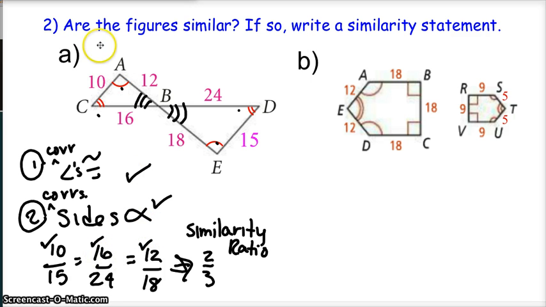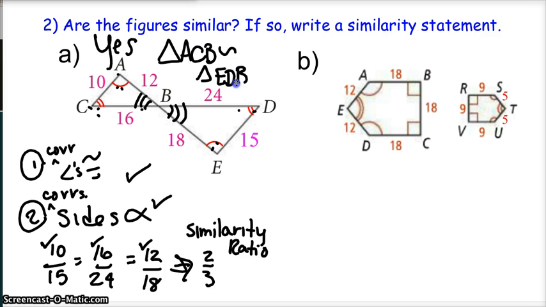So are these figures similar? Yes. So the similarity statement would be, and you can go in different orders as long as they're the same for what you pick, I'm going to go A, C, B is similar to triangle. I went single, double, triple, single, double, triple. E, D, B.